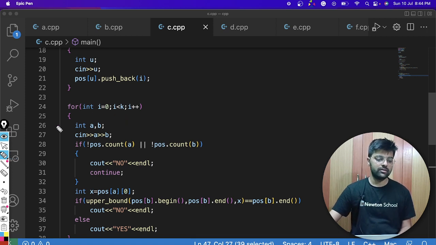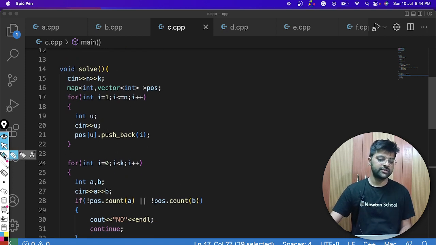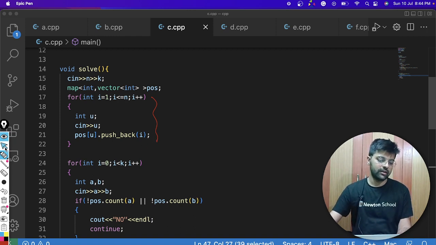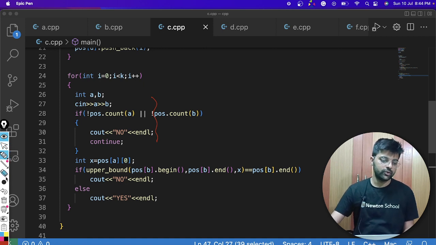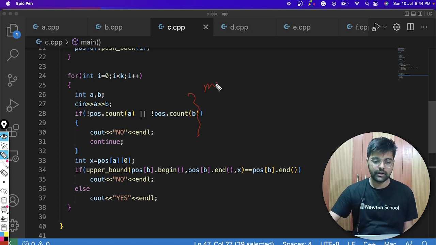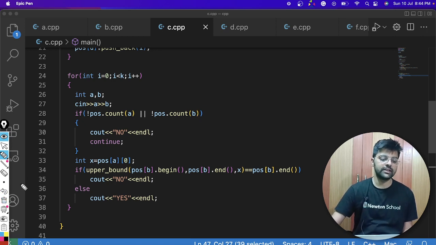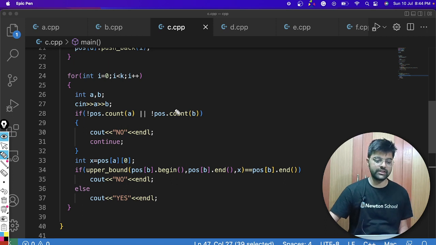So what I did, because it passed the time limit, I pushed all the values, all the indexes of that value. So let's say we have pushed the position of all the stations in the root, right? And then for the query part, I took the input, and you can see that this is a map, there is a function called count which will check whether it is present in the map or not. So if root is not present, then we will print no, we cannot reach that station, if root to that station does not exist, right?